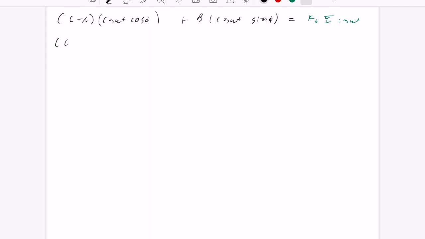And then this becomes C minus A sine omega t sine phi minus B sine omega t cosine phi. Wait, I've got a typo here. Do I? This should be cos. I think this one's supposed to be cosine.